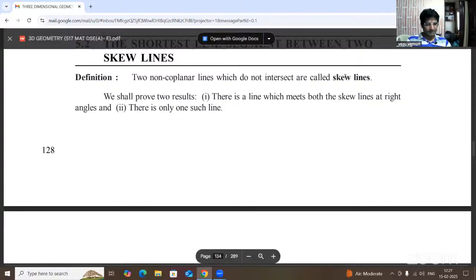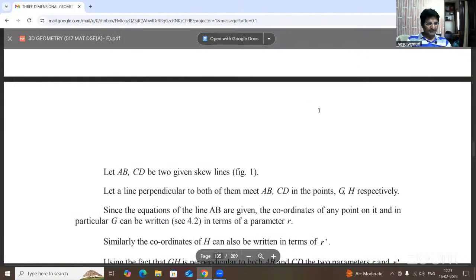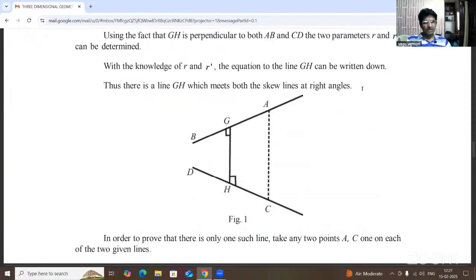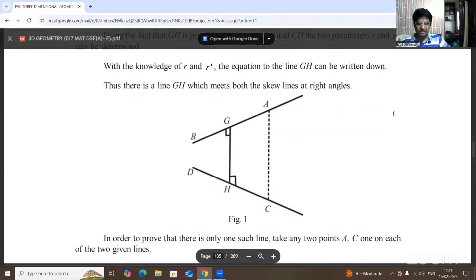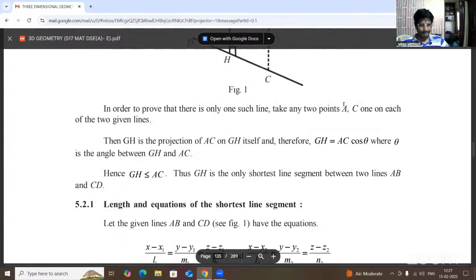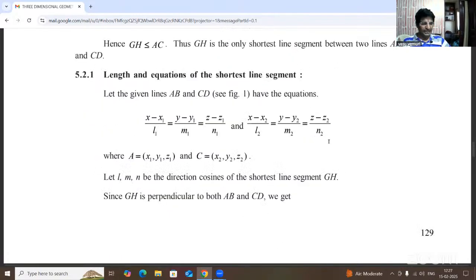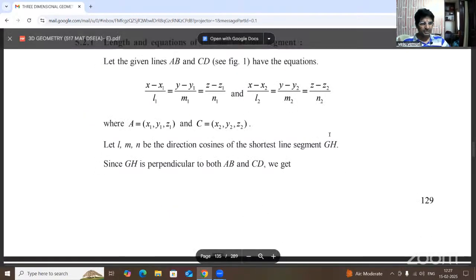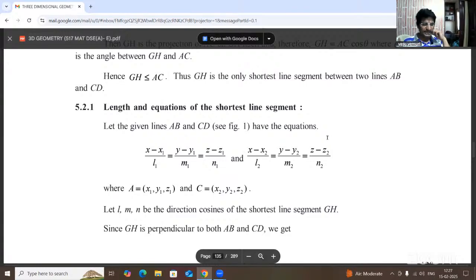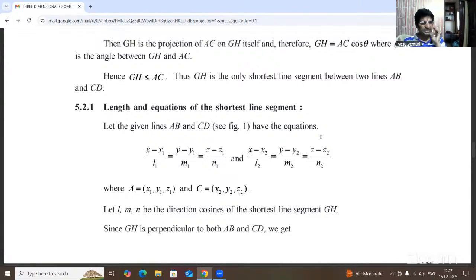This is one of the important bits. According to this theory, we see how to find the shortest distance between two symmetric lines, and between symmetric and non-symmetric lines. Length and equations of the shortest line segment: now this is the theory.